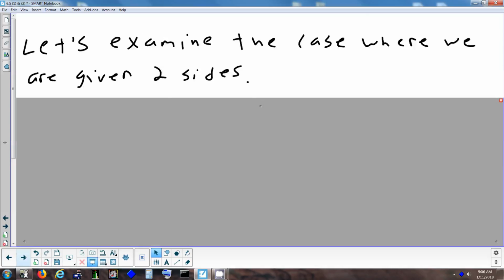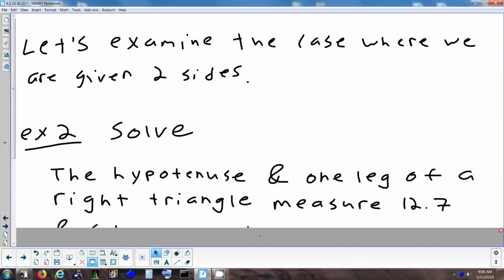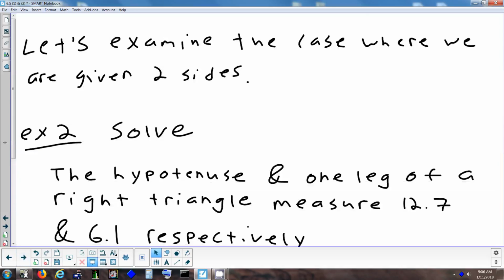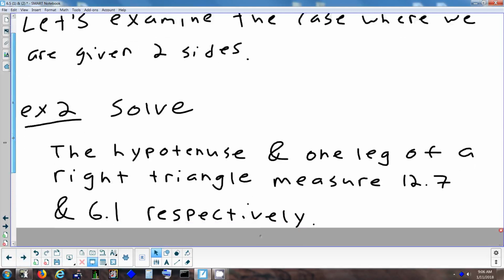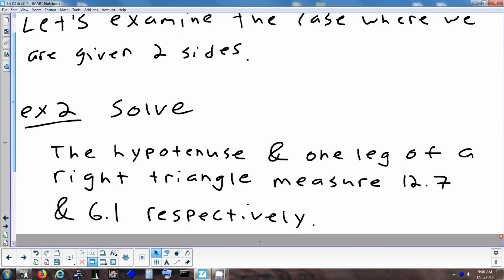Okay. So let's look at the case where we have two sides. So this one says the hypotenuse and one leg of a right triangle measure 12.7 and 6.1. And respectively means the numbers that they give you are in the same order as the names of the sides. Hypotenuse, leg, hypotenuse, leg. Even if they didn't say respectively, if you're given two numbers, you know the bigger one has to be the hypotenuse. The smaller one could not be the hypotenuse.